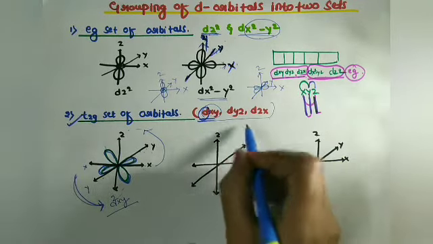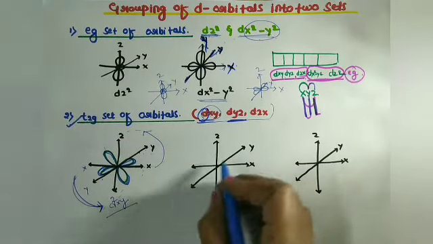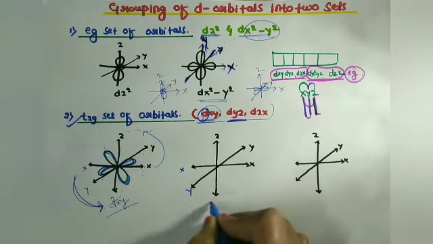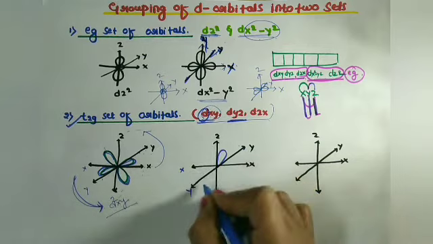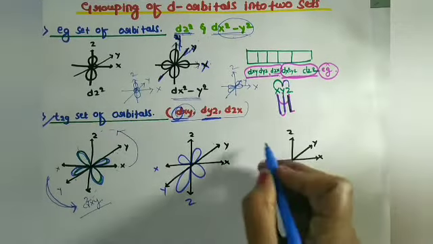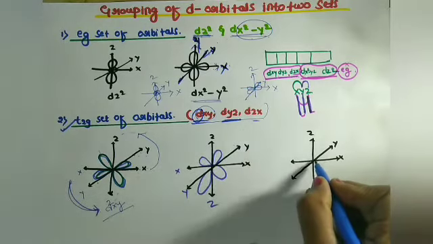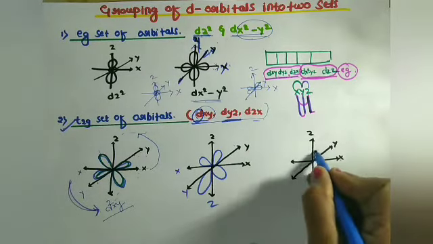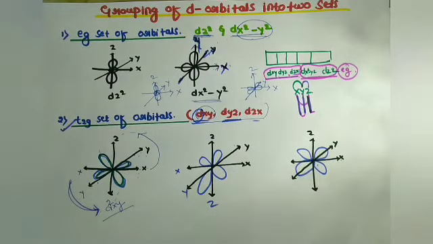So next one is dyz. Dyz means here first you should draw the lobes in between y and z. Here the y and z, here also y and z, there is one and then in between here. Okay, here also dzx is there. Dzx is in between z and x, it is along the y axis, and then here one. This is about the T2g set of orbitals.